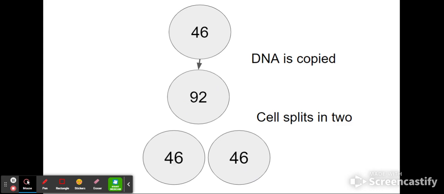Each cell is going to end up with 46 chromosomes. Hey, that's the same as what we started with, which is good. If I'm making a copy of a skin cell because I need to replace some skin cells, it would make sense that I would want them to be the same as the one I was copying.